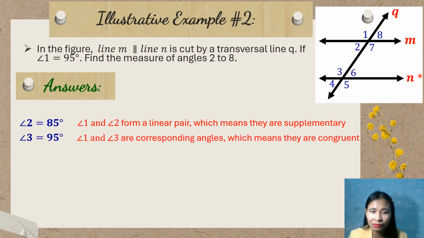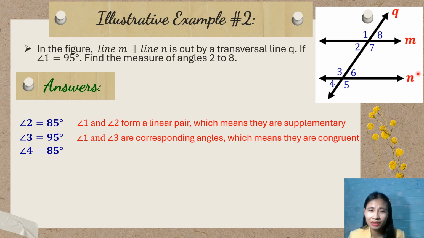Sunod si angle 3. So ganina, nakadiscuss na corresponding angles. Angle 1 and angle 3 are corresponding angles that makes them congruent. So kay angle 1 is 95, therefore, si angle 3 is 95. By the way, sa angle 2, how did we get 85? The same. Subtract 95, the given angle, from 180.